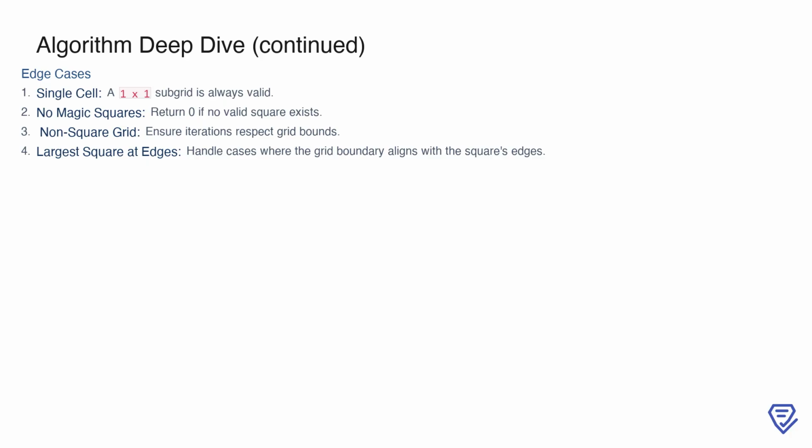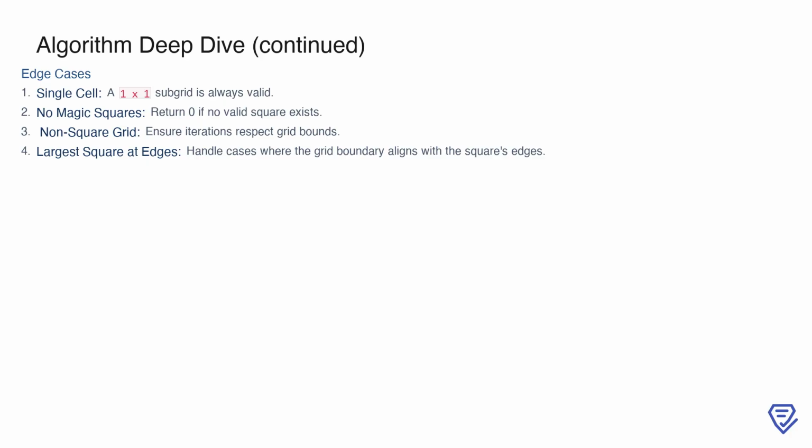Second, if no magic squares exist within the grid, we simply return 0. Third, for non-square grids, we must ensure that our iterations respect grid bounds to avoid accessing invalid indices. Lastly, we need to handle cases where the largest magic square aligns with the edges of the grid.